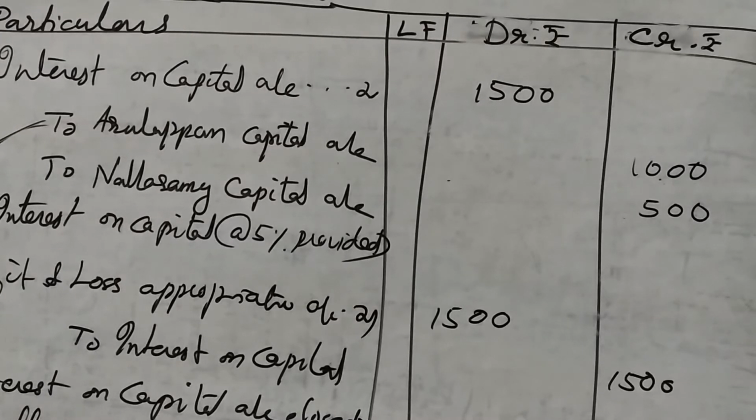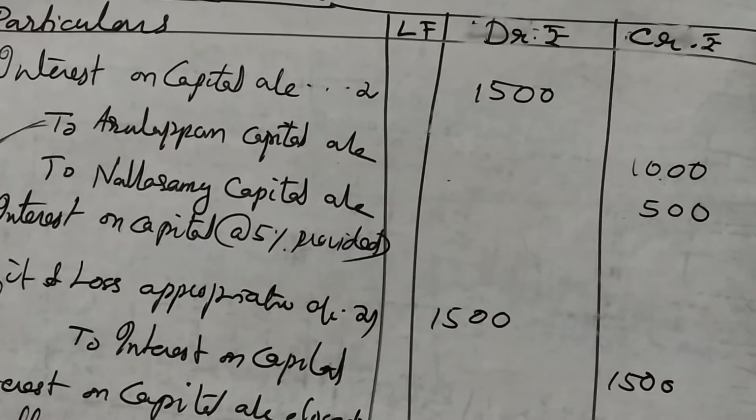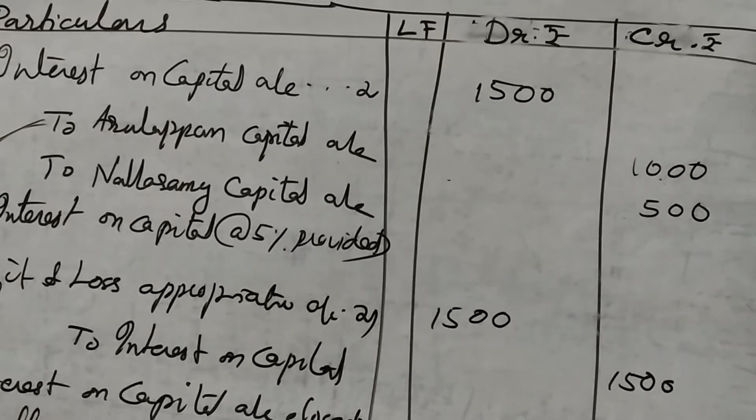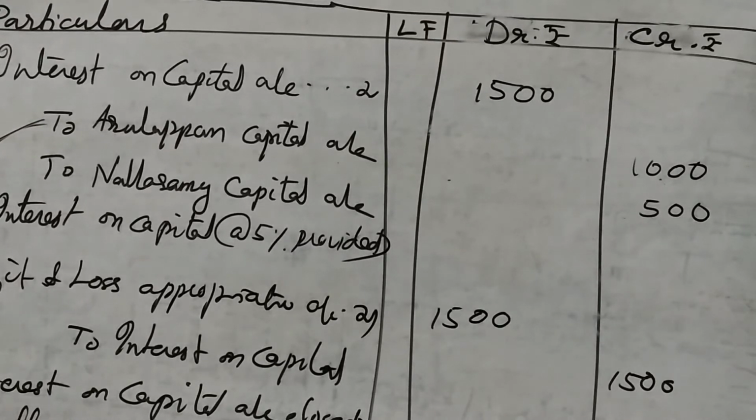Drawings account debit 500, to profit and loss appropriation account 500. So interest on drawings is closed. How is it closed? Here there is one debit, here there is one credit. 500 closed. Okay. So after this one, we want to prepare profit and loss appropriation account.